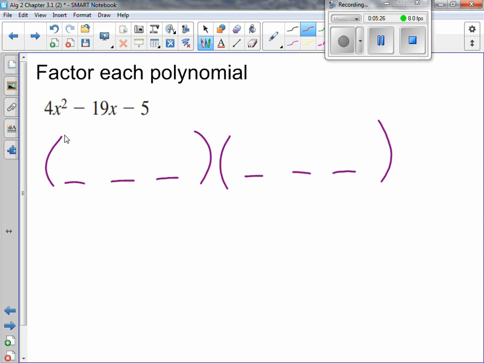Now, the sign of the constant term is what? Negative. So if the constant term is negative, the signs are opposite. So one of them would be positive, the other would be negative. One positive, one negative. They're opposite. It doesn't matter how we set them up. We just set one to be positive and one to be negative.